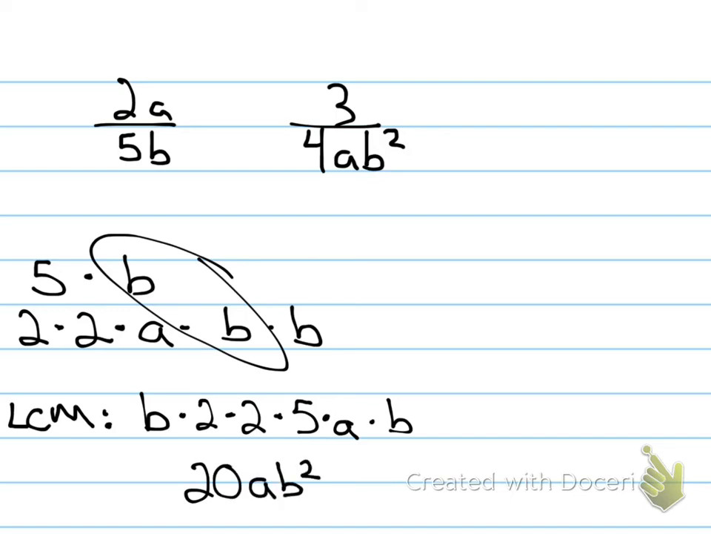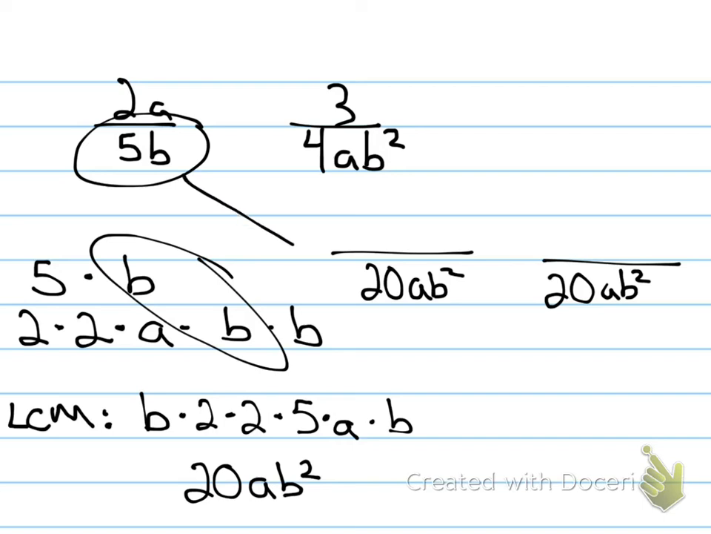20AB to the second. So now you've found your LCD, 20AB squared for both fractions. And now you have to figure out what is missing from the first fraction down to my LCD that will turn it into my LCD.